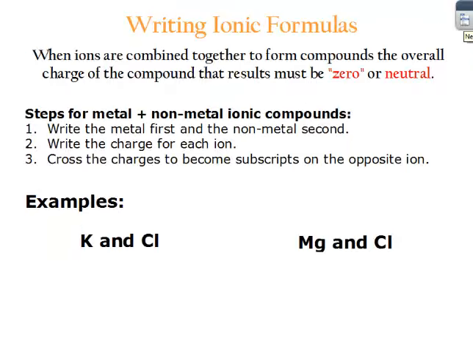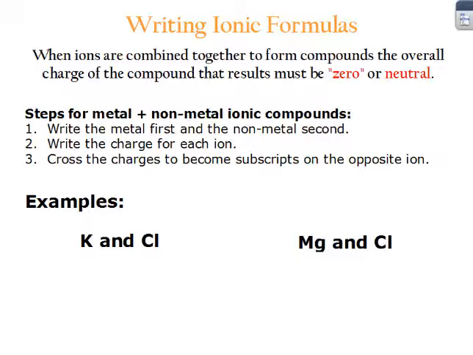Okay. So we're going to be talking about writing ionic formulas. When ions are combined together to form compounds, the overall charge of the compound that results must be 0, or neutral. So we're going to go into examples of what that actually means. There are steps, though, that we have to follow. The steps for metals plus nonmetals in ionic compounds: Step 1, you're going to write the metal first and the nonmetal second. Step 2, write the charge for each ion. Step 3, cross the charges to become subscripts on the opposite ion.